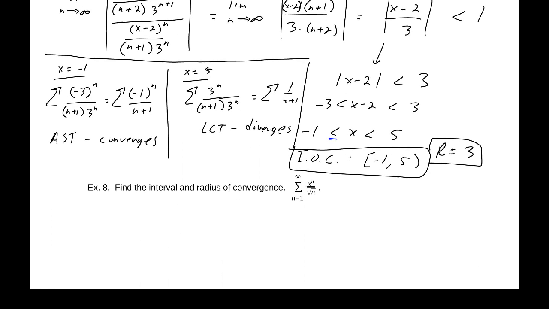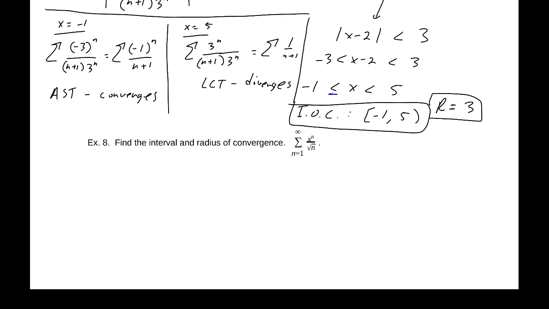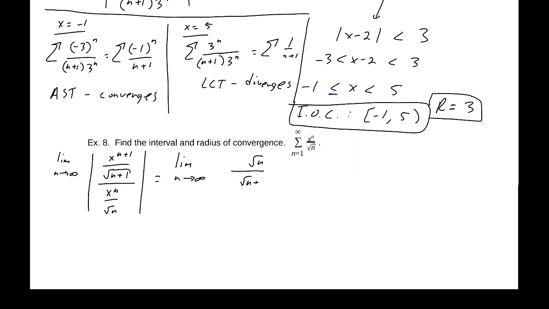All right, next, number 8: find the interval and radius of convergence of the series, the sum of x^n over the square root of n. Our ratio test: x^(n+1) over the square root of n+1, divided by x^n over the square root of n, absolute value of that. The limit reduces down to the square root of n over the square root of n+1, times x. The limit there is the absolute value of x.